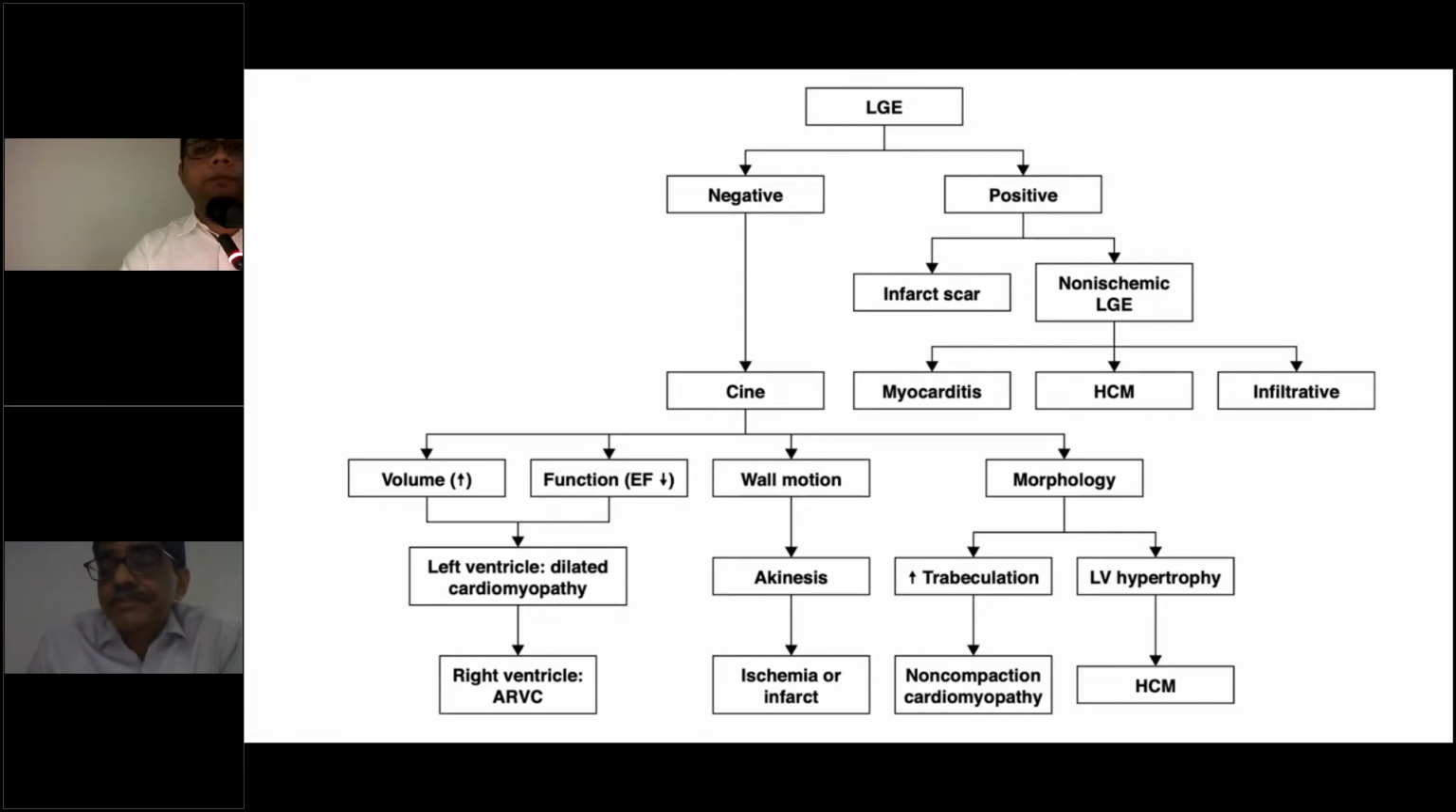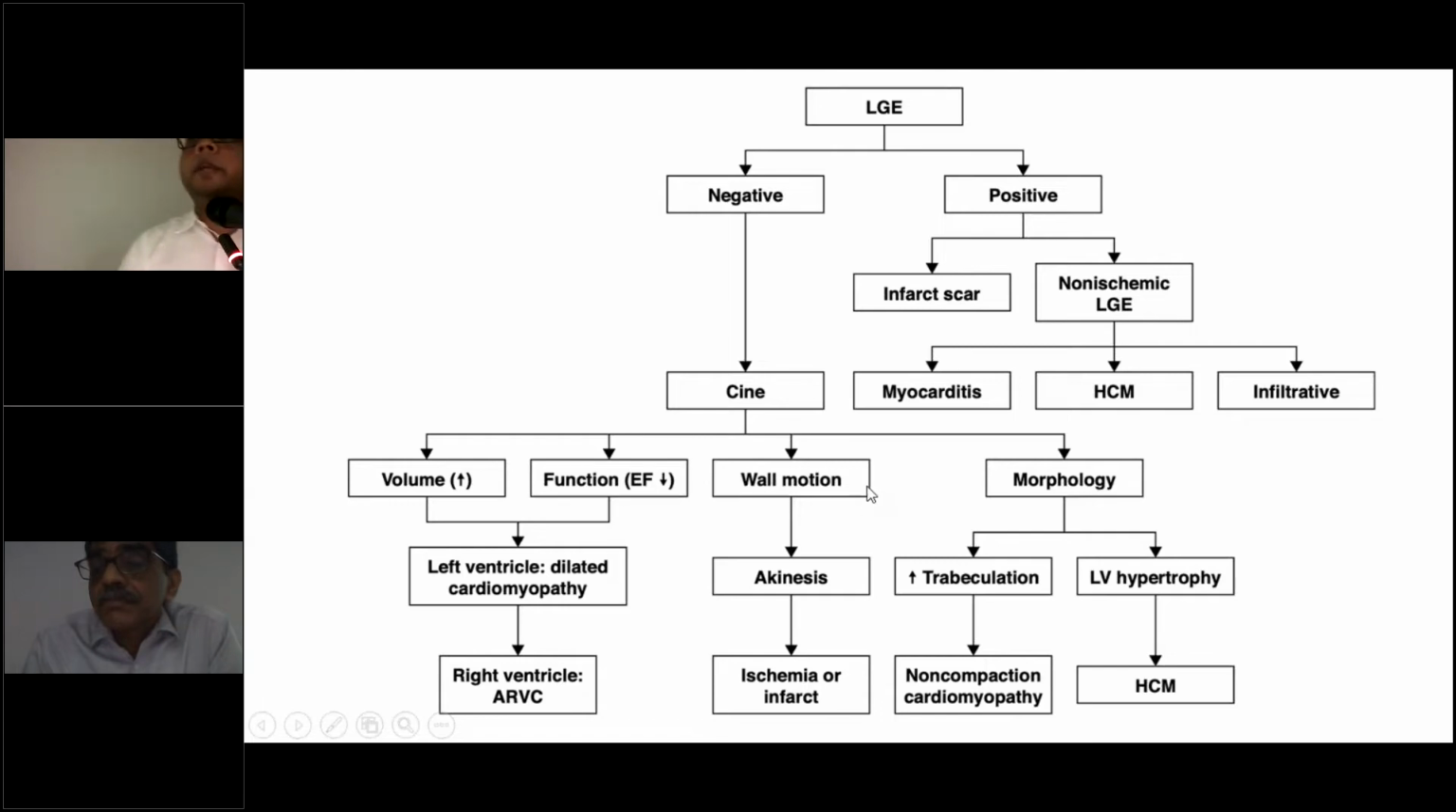already discussed. And if we find that there is no enhancement, or the enhancement is negative, then we need to look at the cine imaging, and if we find that the ventricular volumes have increased and the ejection fraction is decreased and the dilated chamber is the left ventricle, that means we are dealing with a case of dilated cardiomyopathy. And if the dilated chamber is the right ventricle, with increased volume and reduced ejection fraction, then we are dealing with a case of ARVC, or arrhythmogenic right ventricular cardiomyopathy.